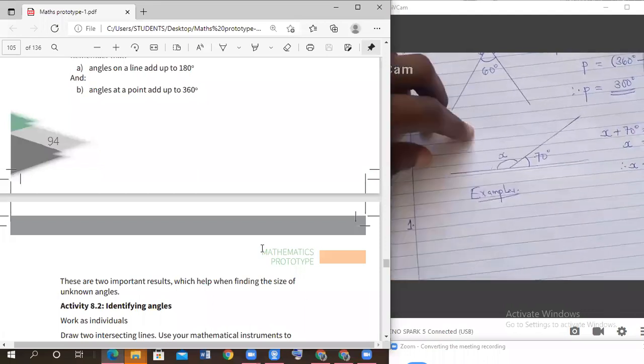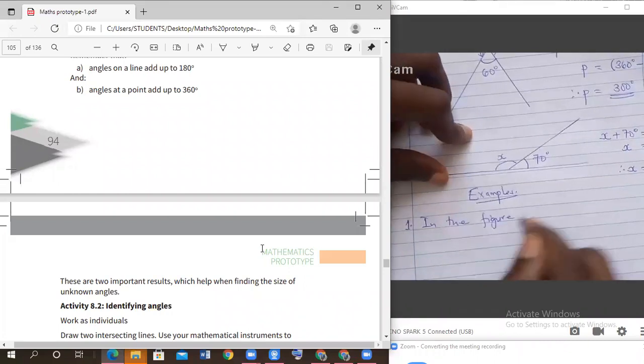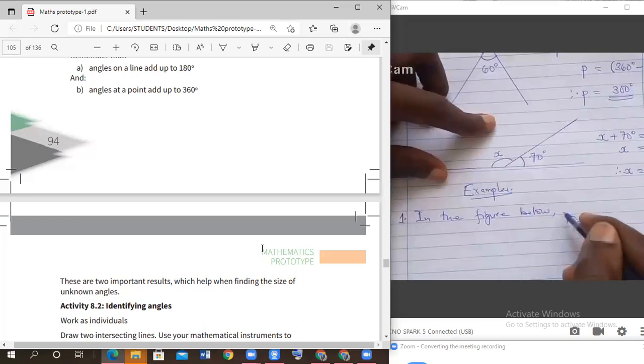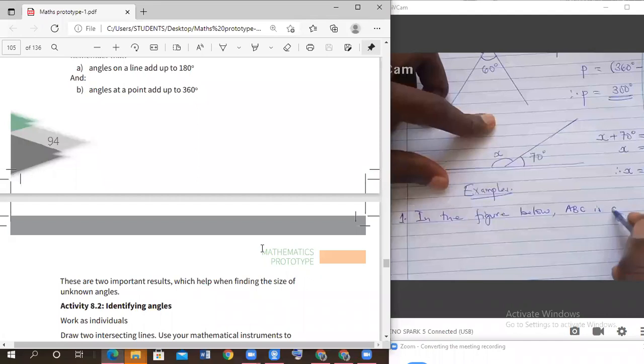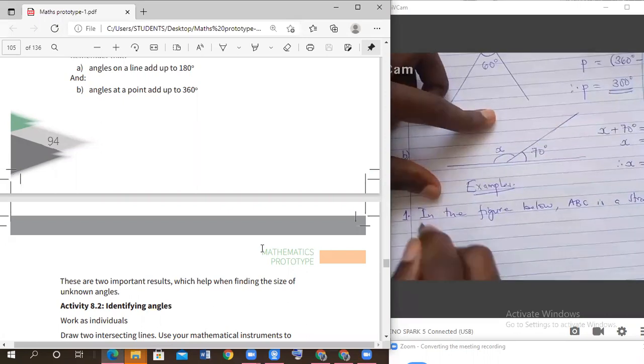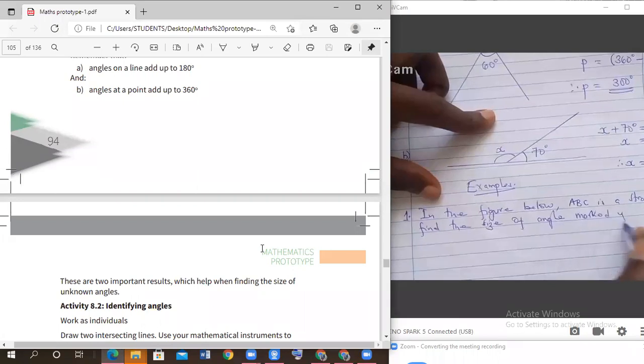Number one, write it. In the figure below, ABC is a straight line. Find the size of the angle marked Y.